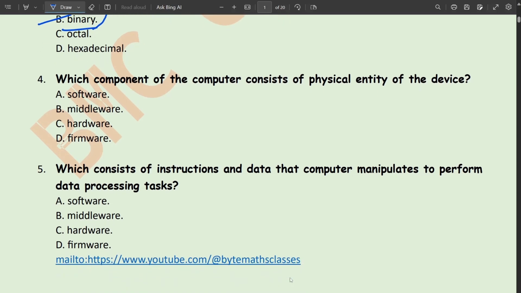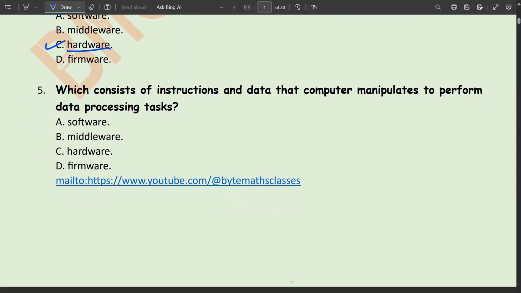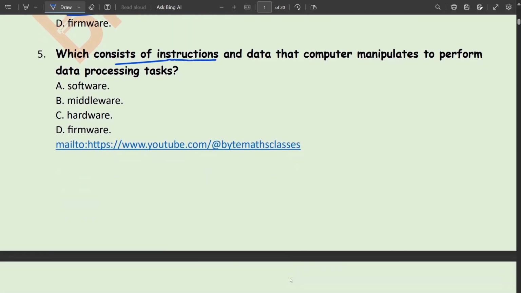Next, which component of the computer consists of the physical entity of a device? The correct answer is option number C, hardware. Next, which consists of instructions and data that the computer manipulates to perform data processing tasks? The answer will be option number A, software. Software consists of instructions and data that the computer manipulates.